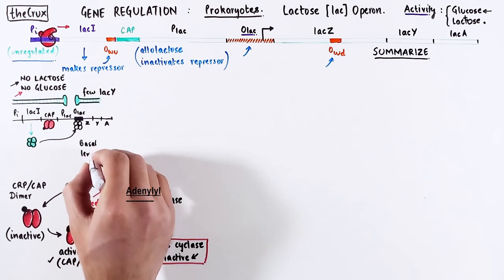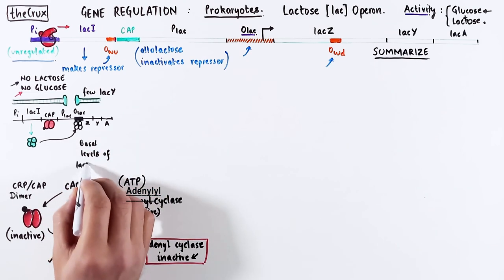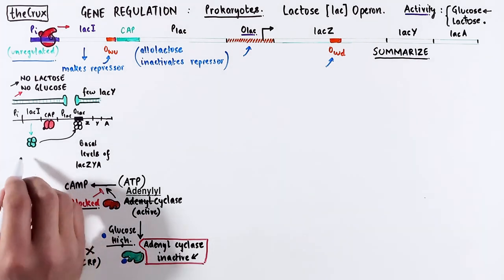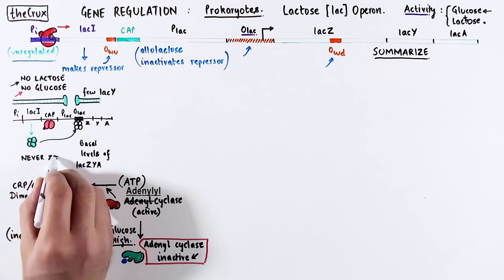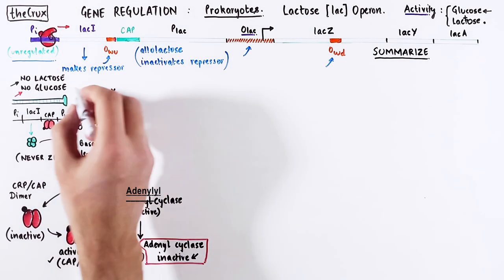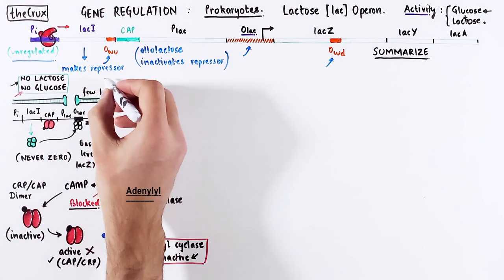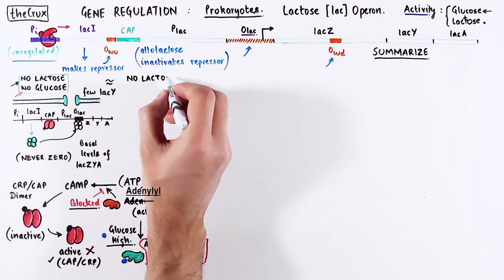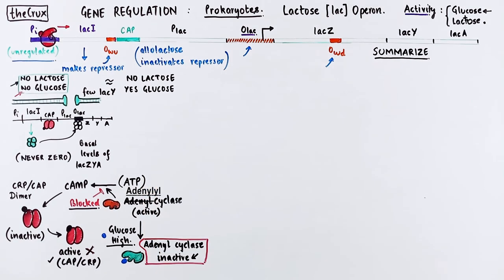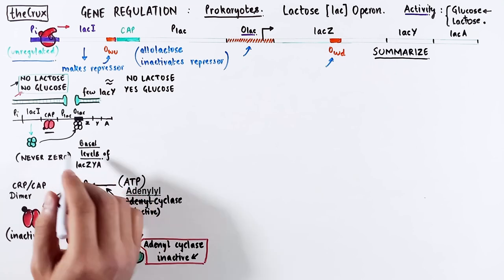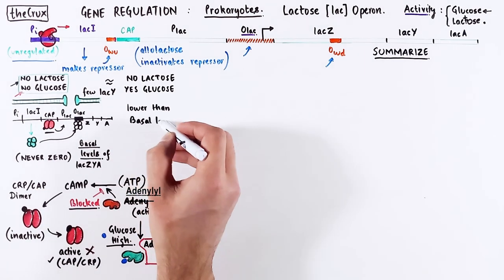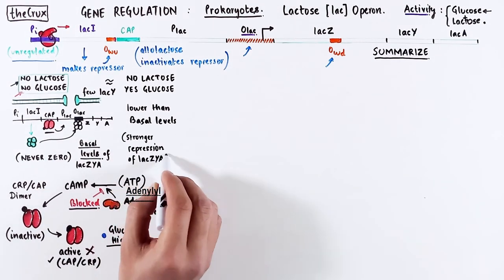The caveat here is that the lac operon is in its basal level state, which means that the expression of LacZYA is never zero. The situation of no lactose, no glucose is almost the same as having no lactose but only glucose. In the no lactose, no glucose condition, the basal level expression of LacZYA is influenced by the CAP protein. But when you add glucose, the CAP will be inactive, so you will have even lower expression of LacZYA.